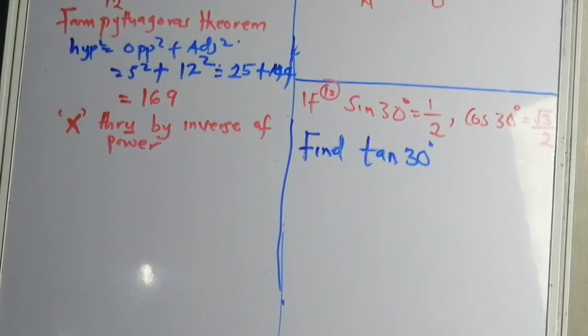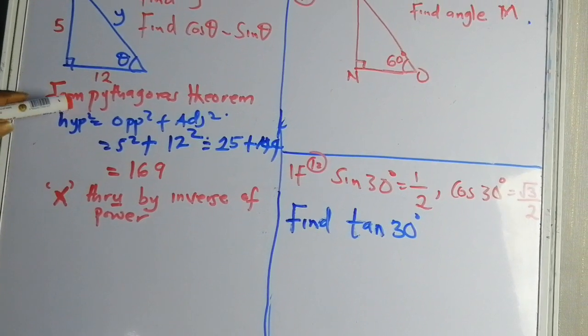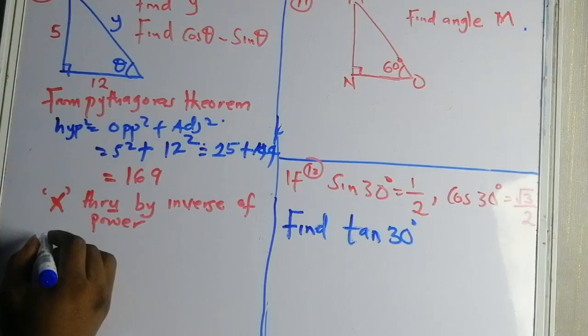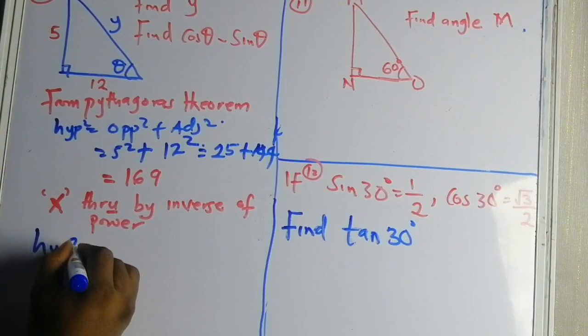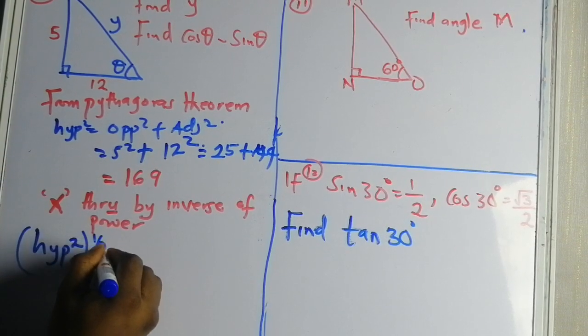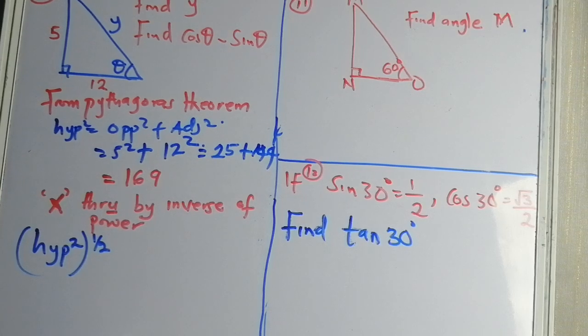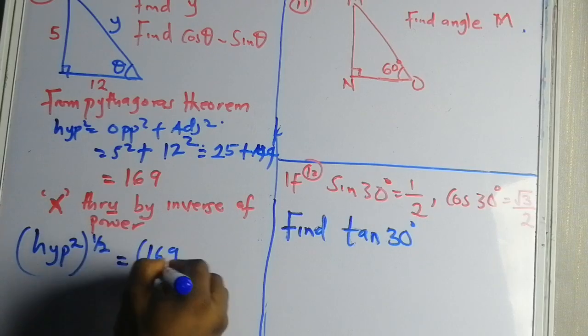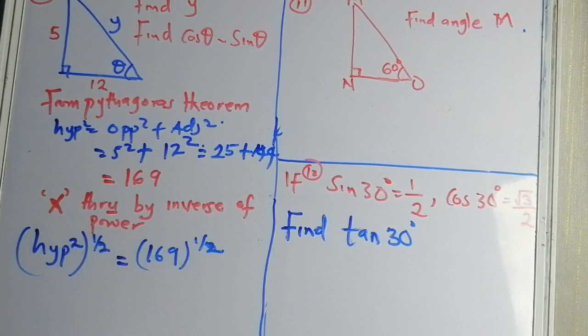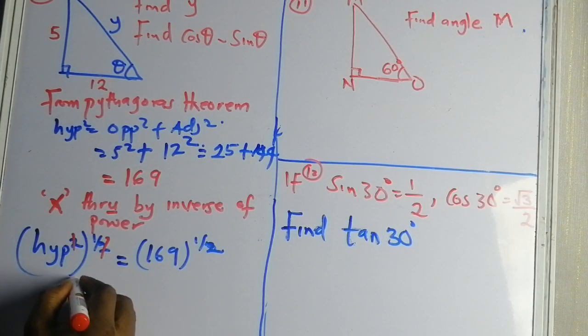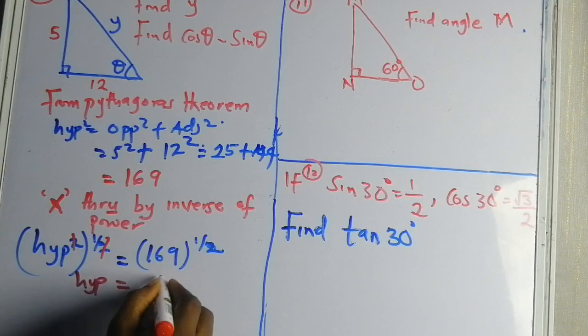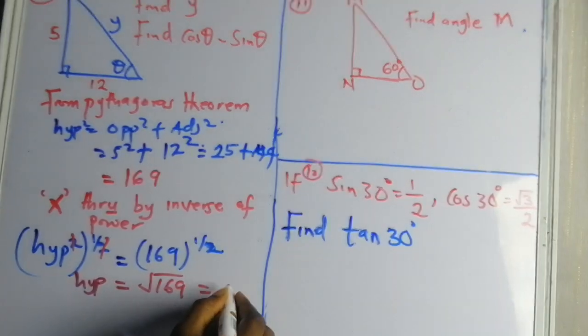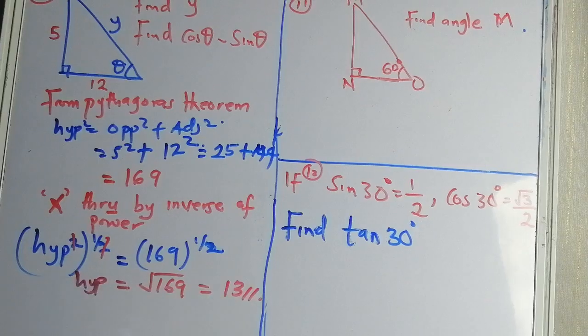Multiply through by the inverse of the power. What is the inverse of the power of 2 here? It is 1 over 2. So you have hypotenuse square, for theory's sake, multiplied through by the inverse power 1 over 2, equals 169 all raised to 1 over 2. And 1 over 2 is the same thing as square root. So we cancel the 2 here, and you have hypotenuse equals the square root of 169. And the square root of 169 is 13. It's as simple as that.